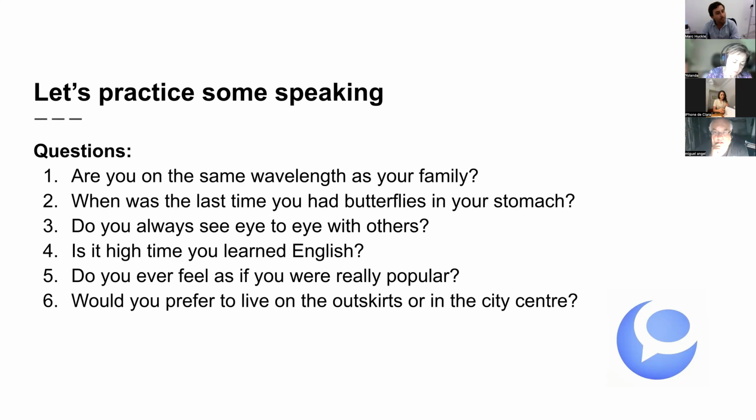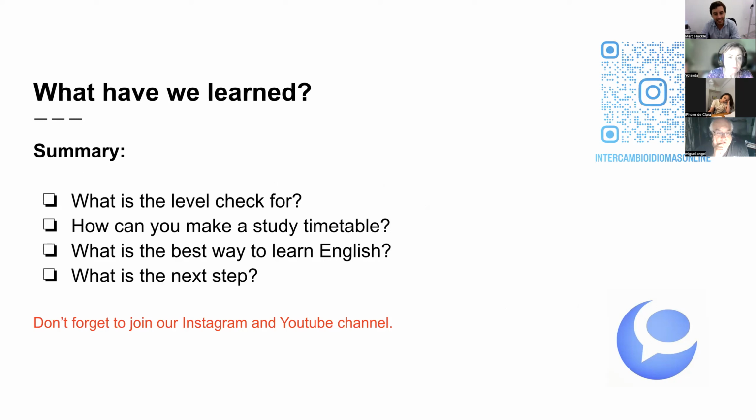Okay? Fantastic. So, what have we seen today? We have looked at the importance of the level check. You need an objective in order to be motivated. Make sure it is an achievable objective and you need to study consistently towards it. Then you need to make a study timetable. You have a template on the course. Create your timetable. Study little by little every day.